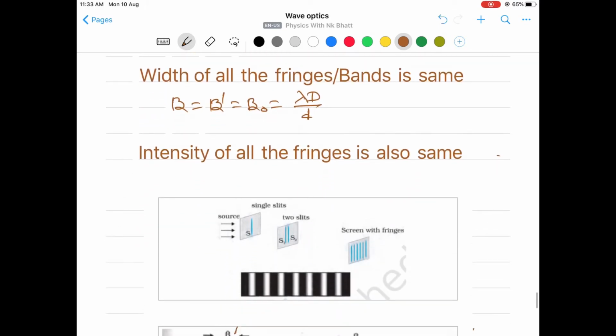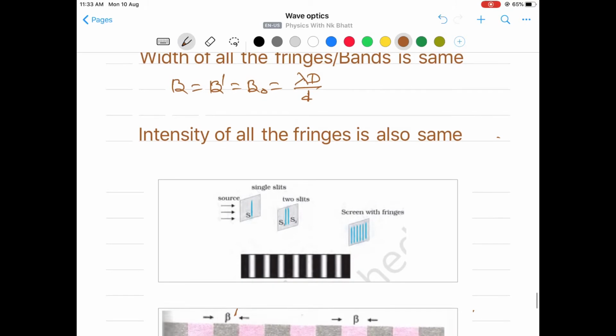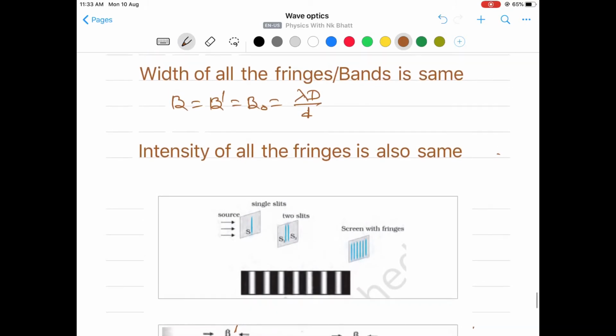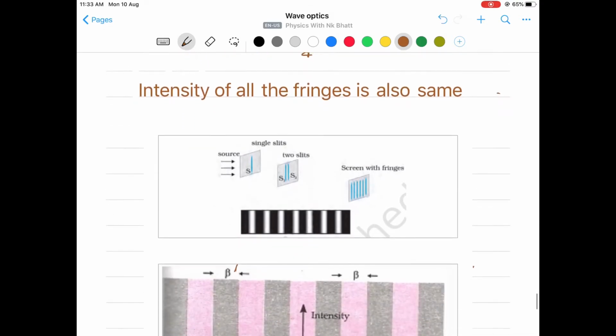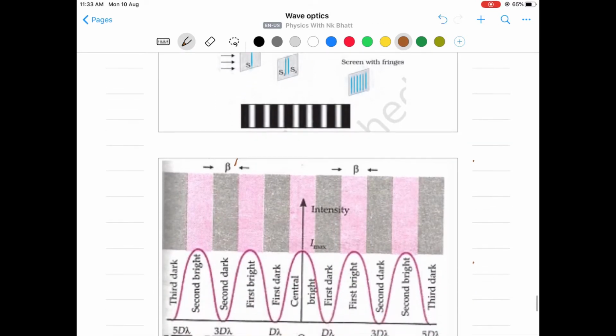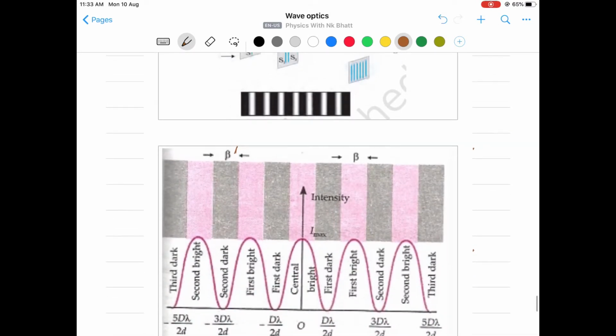To understand the fringe pattern on the screen, I have taken two diagrams here. The first diagram is the experimental arrangement of Young's double slit experiment, and the second diagram is exclusively about the positions and intensities of the fringes obtained on the screen.